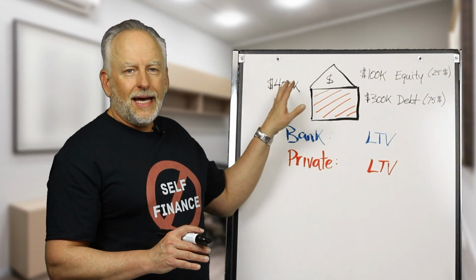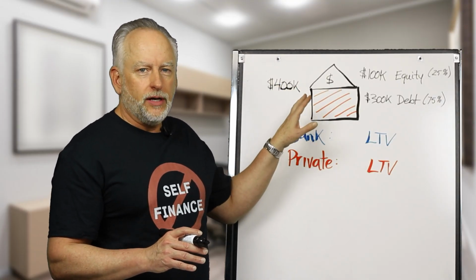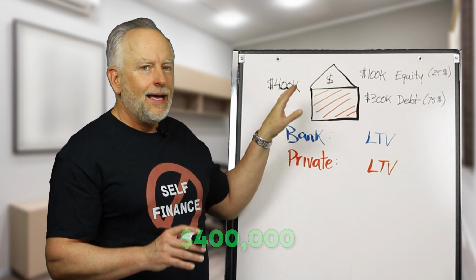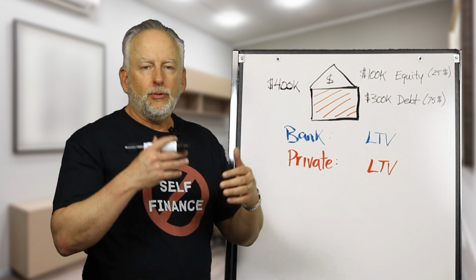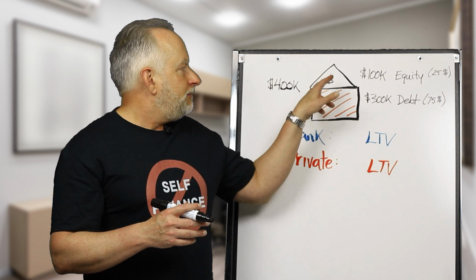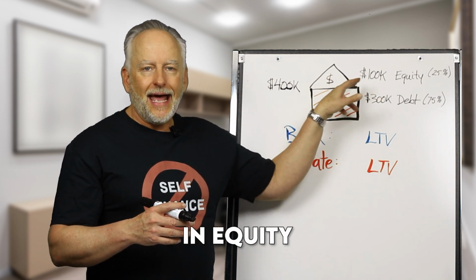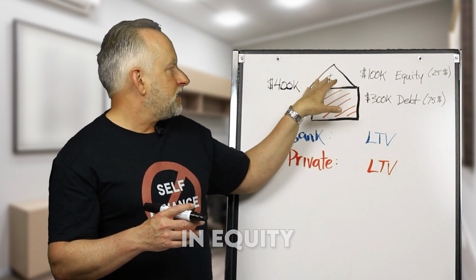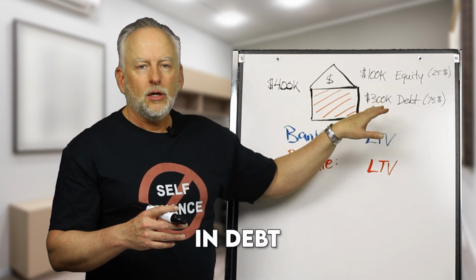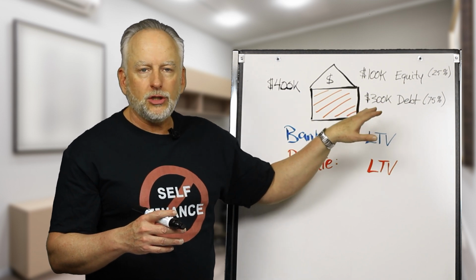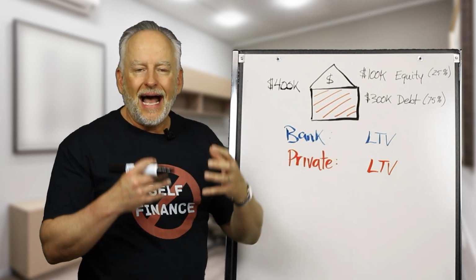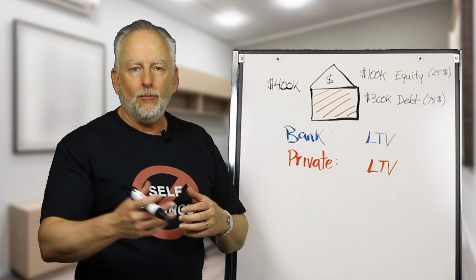All right, so let's take a look at an example on the magic whiteboard here. So we got a property here. It's worth $400,000. Now let's pretend that you either put 25% down on this property or you've owned it for a little while, but either way, you've built up $100,000 in equity in this property. So that's what's represented here. And you've got $300,000 in debt. So in other words, you've got a $300,000 mortgage on this property, and you've got $100,000 of equity that you want to access in order to go out and buy more properties.